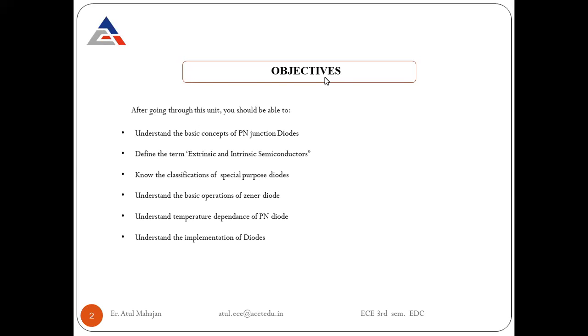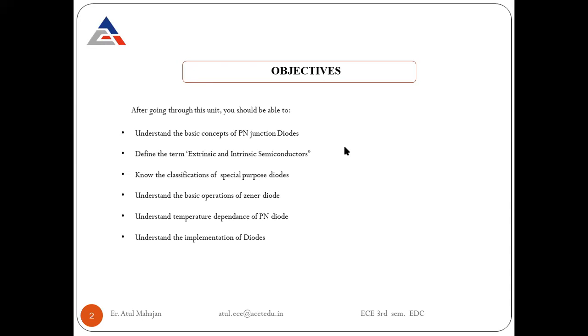Then we'll be talking about the classification of special purpose diodes. What do you mean by special purpose diodes? Special purpose diodes mean Zener diode, LED, LCD. LEDs are light emitting diodes, and LCDs are liquid crystal displays. These are the special purpose diodes. Now, why are they known as special purpose diodes? Because they deal with some special characteristics, like the Zener diode.